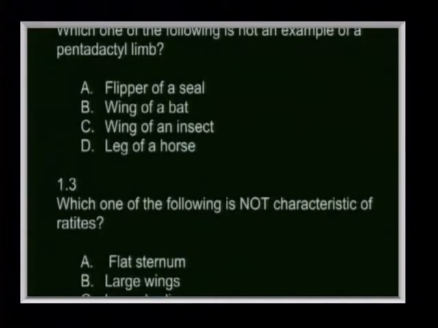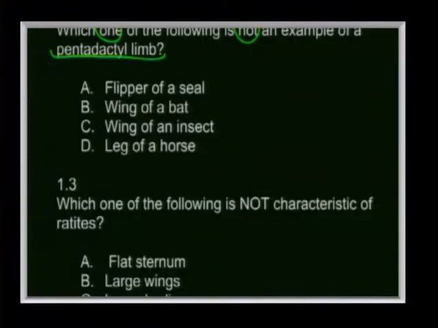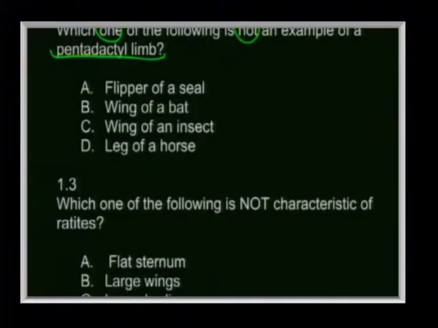Question 1.2. Which one of the following is, very important, not an example of a pentadactyl limb? Now remember I mentioned previously, a pentadactyl limb is basically a five-fingered limb. So if we have a look, we'll see that the flipper of a seal has the same fundamental structure as our hand. The same thing for the bats. In other words, that one is correct. That one is an example.